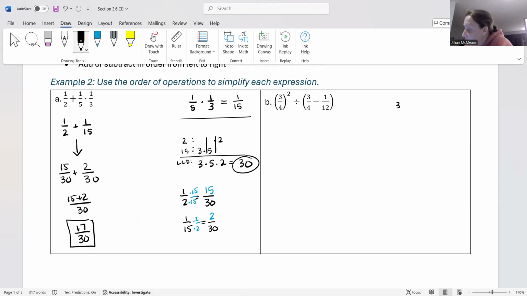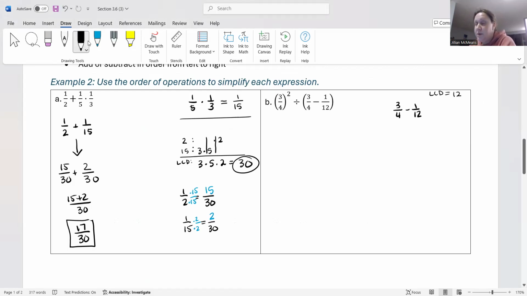So off to the side, we have 3/4 minus 1/12. Okay, so we do need to find an LCD. If we were going to list out multiples, we would start with either the 4 or the 12, it doesn't matter, but I would start with a 4. 4 times 1 is 4. 4 times 2 is 8. 4 times 3 is 12. So we can see that 4 divides into 12 evenly, which tells me that 12 just by default is the LCD. So the LCD here is 12.